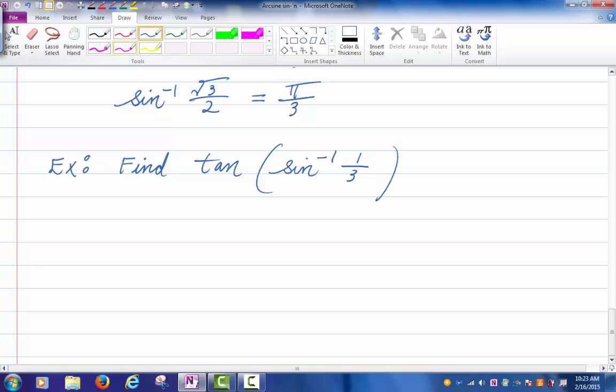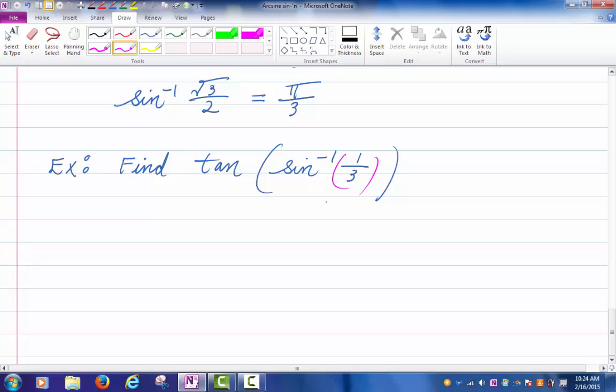Technically speaking, I should be writing parentheses around 1/3, because what I mean is the inverse sine function evaluated at 1/3, right? Okay, how do I find this? Sine inverse of 1/3 is some angle. Where does the angle lie? In the first quadrant or the fourth quadrant, right? The angle is between negative pi over 2 and positive pi over 2.